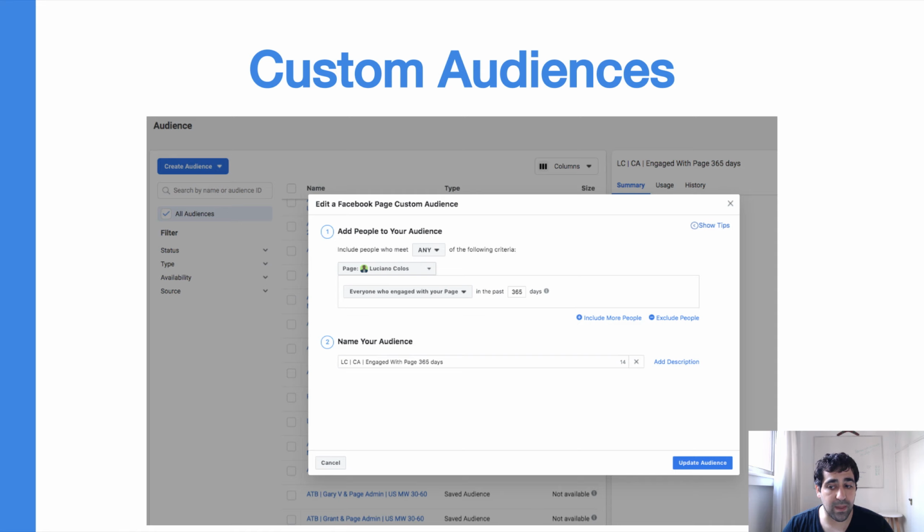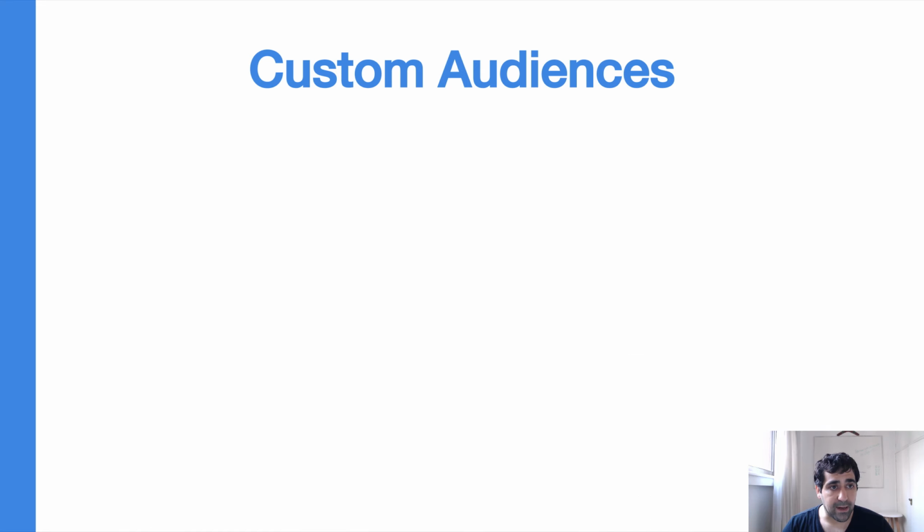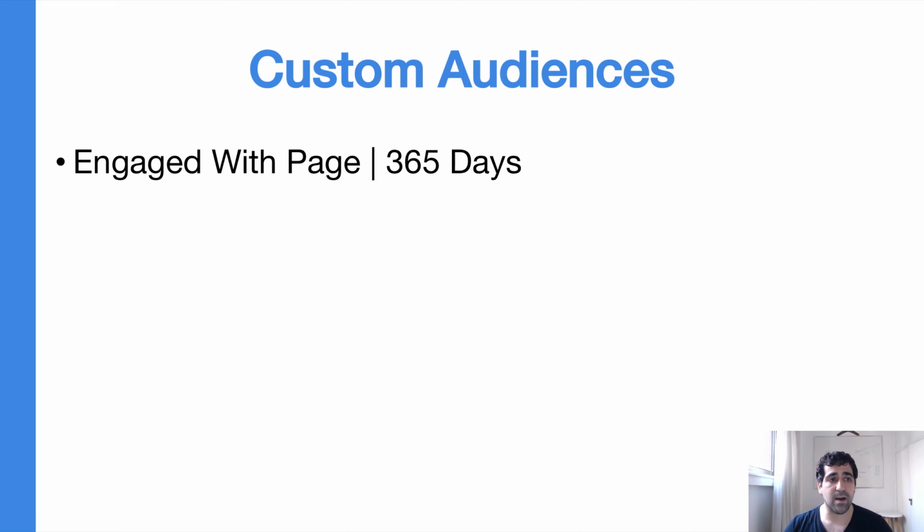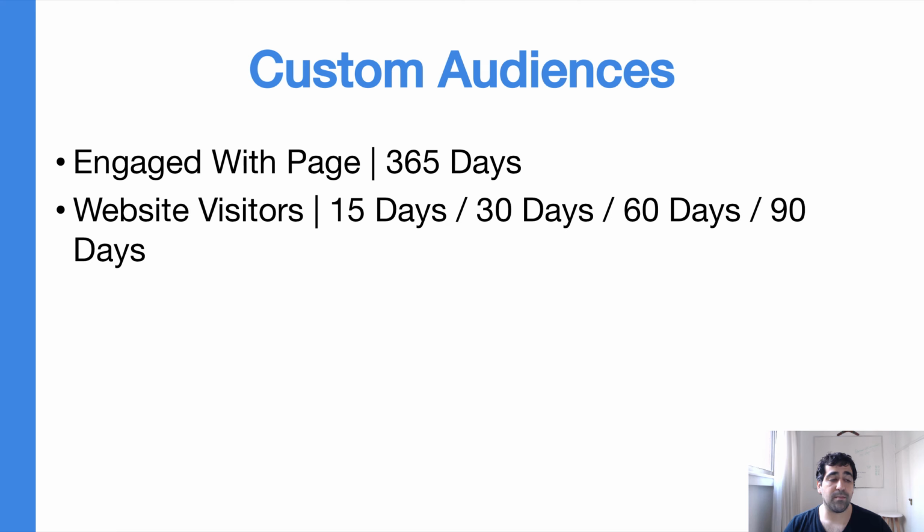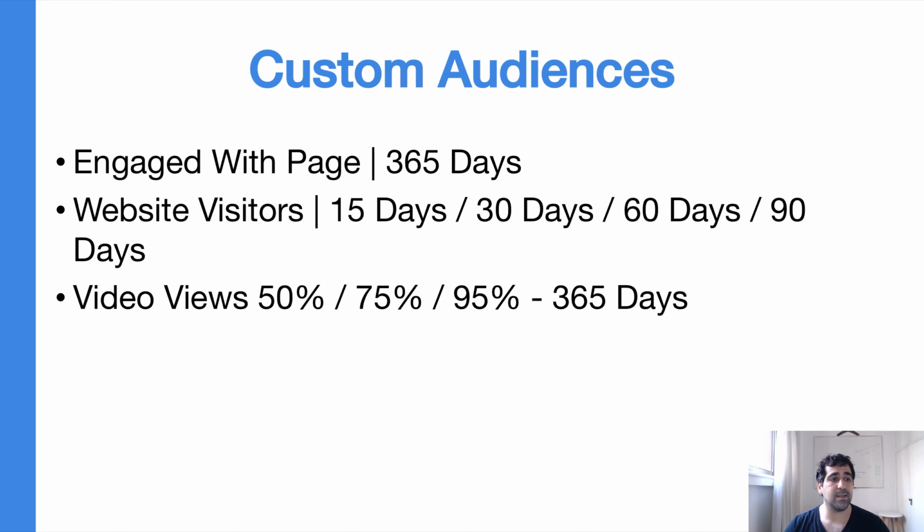That's something we're going to be checking later. But before that, some of the more common custom audiences are going to be these ones. People who engage with your page in the last 365 days. Obviously, they need to be from the same services. If you're selling different things, they may be different people. Website visitors in the last 15 days, 30 days, 60 and 90 days.